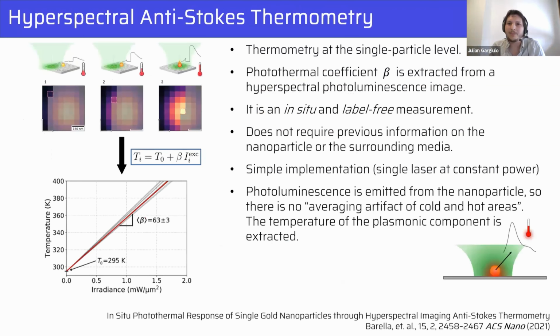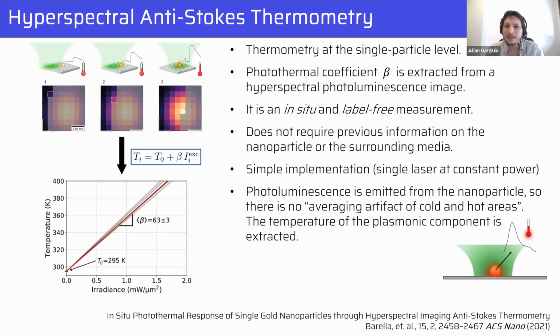So what I have presented so far is what we call hyperspectral anti-Stokes thermometry. It's a thermometry that works at the single particle level. We extract the photothermal coefficient beta from a hyperspectral photoluminescent image. It's an in situ and label-free measurement. We haven't used any probe. We haven't added anything to the particle. It does not require any previous information on the nanoparticle or the surrounding media.